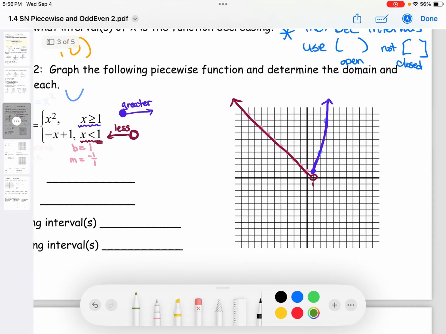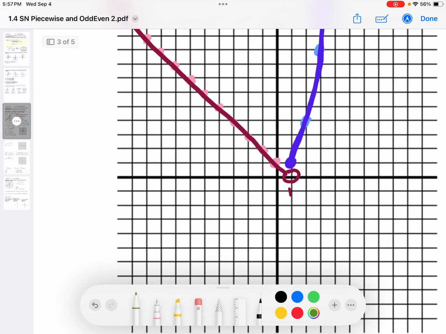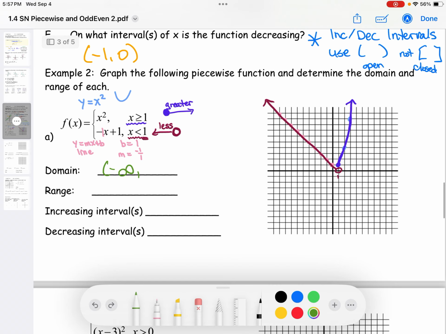Now, there's our graph. We want to talk about the domain and range. The domain on the left definitely starts at negative infinity. The only place there could possibly be an open is here at x equaling 1. But if we look at the quadratic piece, it does use an x value of 1. So there is not a break in the domain at 1. So it does continue all the way to positive infinity. And another way to write that again is all real numbers.